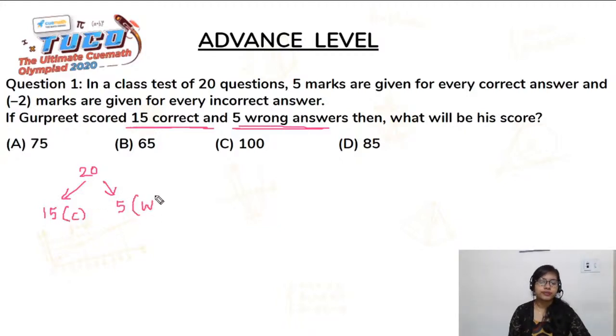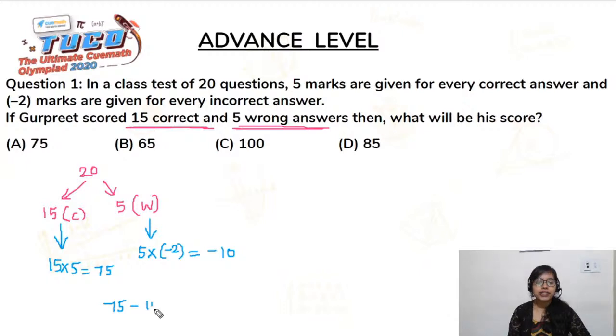So from these 15 questions, how much marks is Gurpreet scoring? You know that for each correct question, 5 marks are rewarded. So 15 times 5 is equal to 75, and for 5 wrong answers, it's going to be 5 times -2, because for each question there is a negative marking of 2, which is going to give us -10. So altogether, how much did Gurpreet score? 75 for the correct questions, -10 for incorrect as a penalty, which is nothing but 65. Okay. I hope this was clear to all of you.